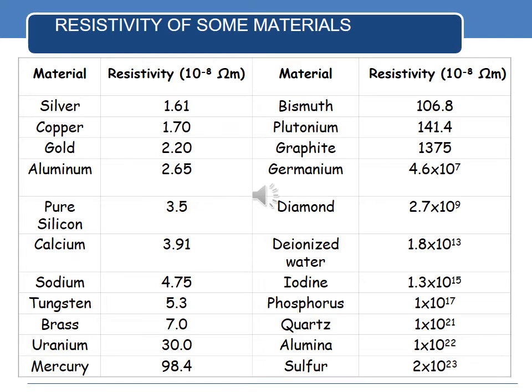The resistivity of some materials is shown in this table. If you take a look at this table, for example, for some metals like silver, copper, gold, and aluminum, they have different resistivity. In this case, silver has the lowest resistivity compared to copper, gold, and aluminum, with only 1.61 × 10^-8 ohm meter. Other materials, including ceramic and liquid water, are also shown in this table.